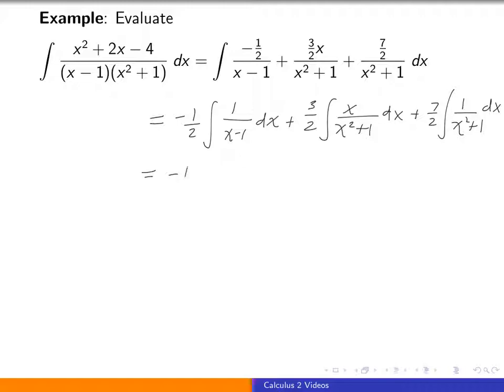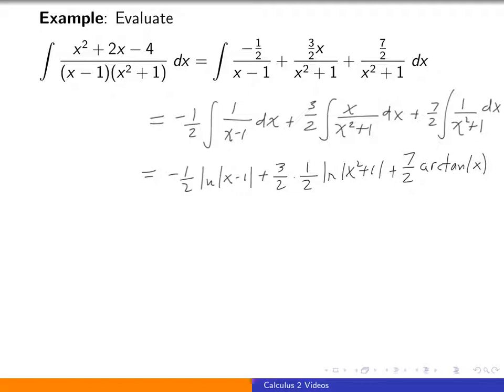So the value of this first integral, natural log absolute value x minus 1. For the second integral, we have 3/2 multiplied by this integral x over x squared plus 1. So 3/2, and this remaining integral is one we've evaluated several times with a substitution. It's 1/2 natural log absolute value x squared plus 1. Plus 7/2, and the third integral is a common formula, arctangent of x. And because it's an indefinite integral, we finish with a plus c.